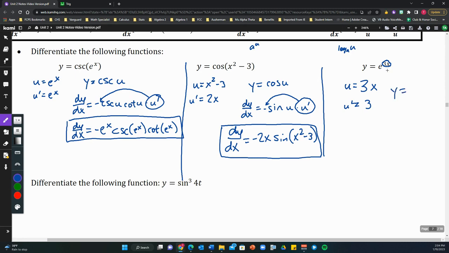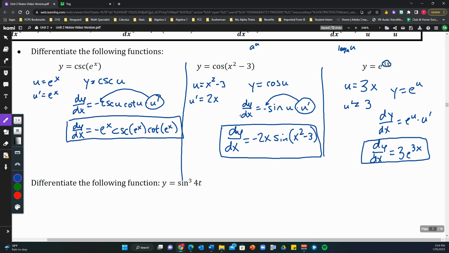So u is 3x, which means u prime is 3. So if y is equal to e to the u, then dy dx is equal to e to the u times u prime. And again, this is another one where it's not that we have to move u prime out in front. It just looks weird to multiply by a constant multiple behind something. So when you have factors that are just numbers, those constant multiples or coefficients, always just put them in front. So this will just become 3e to the 3x. And that's it.